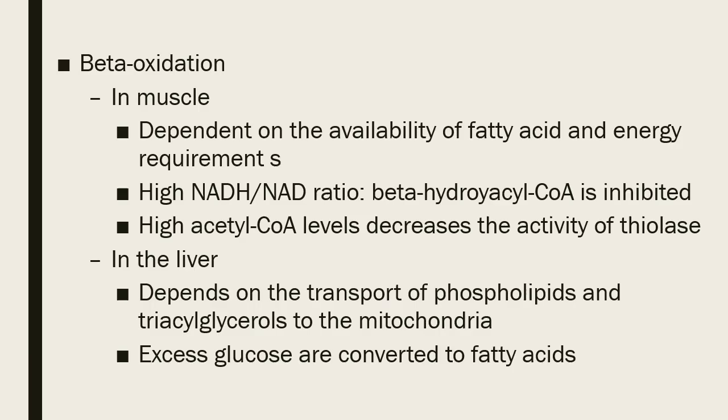Okay, so the rate of your beta oxidation depends on the availability of your substrate. In the muscle, it is dependent on the availability of your fatty acids, and of course on the energy requirement of the tissue. If the tissue needs more energy and glucose is depleted, then of course your fatty acids will be degraded.